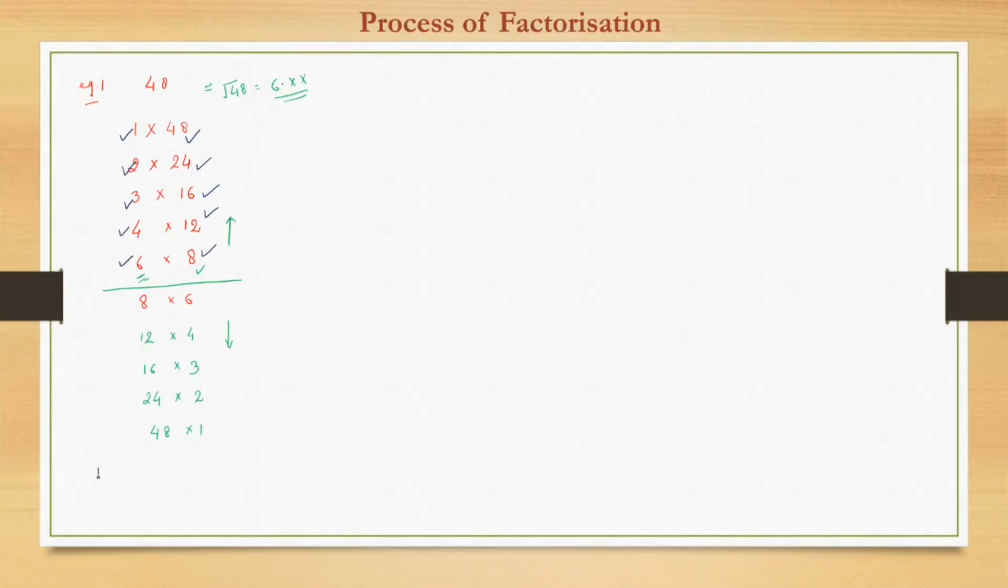So what are the factors of 48? 1, 2, 3, 4, 6. Then from here we will go upwards: 8, 12, 16, 24 and 48. So these are the factors of 48. How many factors did we get? Number of factors is equal to 10 factors. And what are those factors? 1, 2, 3, 4, 6, 8, 12, 16, 24, 48. So fine. Now we will see another example.